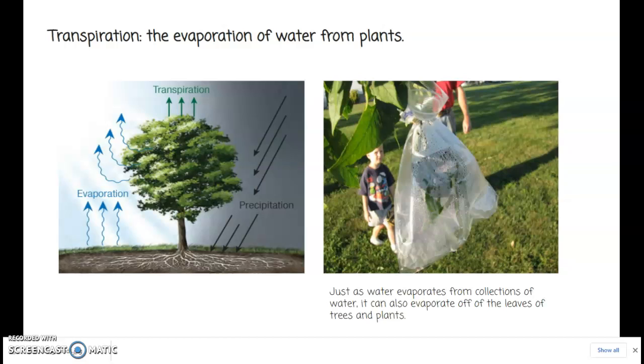Now, just as water evaporates from collections of water, it can also evaporate off the leaves of trees and plants. And here's an example on the right where they put a baggie around some leaves, and you can actually see the water that was collected because it was coming out of the leaf through transpiration.